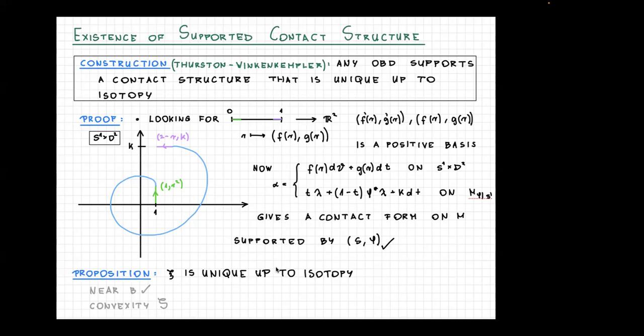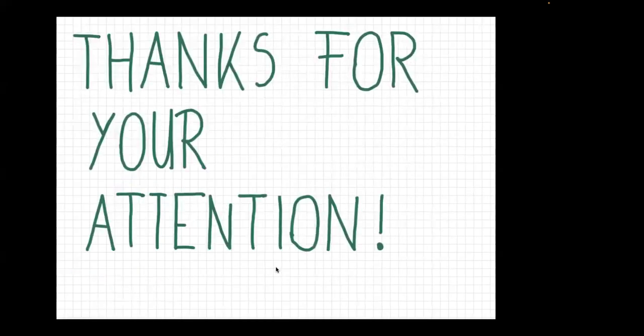You can basically check that near B it is unique because of the neighborhood theorem, and because of the convexity of S, any two of them can be moved to each other within contact structures which are always supported. And then I think I just ran out of time, so I can stop. But I'm happy to answer questions.